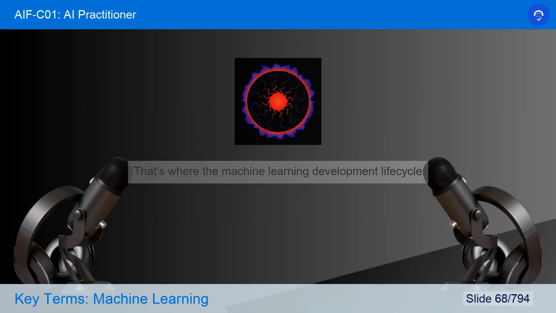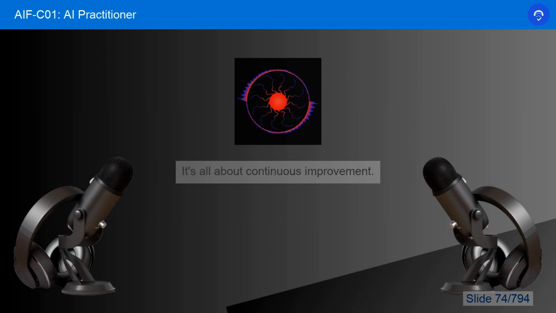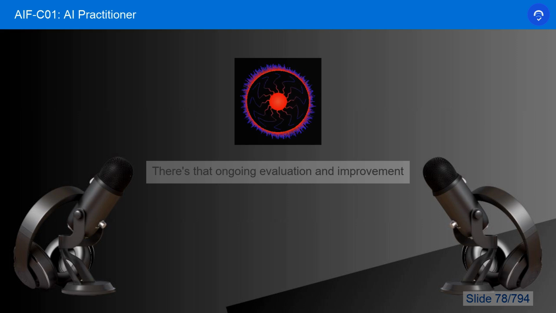That's where the machine learning development lifecycle comes in. It's a process that repeats with these main phases: collecting data, getting the data ready, training the model, evaluating how well it works, deploying the model, and then keeping an eye on it. It's all about continuous improvement. You're always refining and tweaking the model to get the best performance. So it's not just build it and forget it. There's that ongoing evaluation and improvement. Makes sense now.